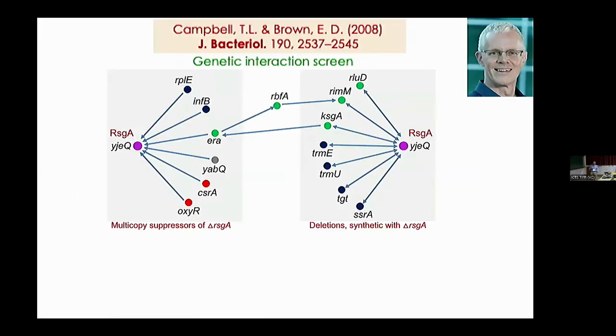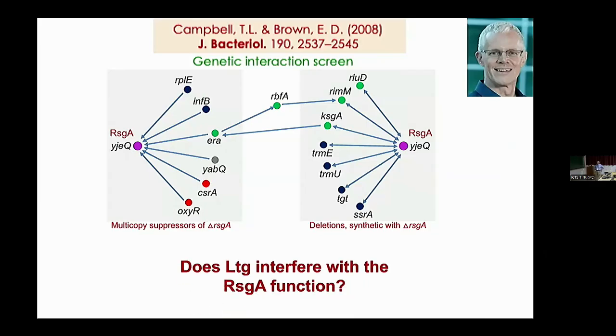Yet again, we went to the screen of Eric Brown. And what you will notice here is in one of the multi-copy suppressor screens, what he finds is that he can suppress the RSGA phenotype by overproduction of IF2. And so the idea now for us was, are IF2, RSGA, RBFA, lamotrigine connected in some way? And so lamotrigine, does it interfere with the function of RSGA?